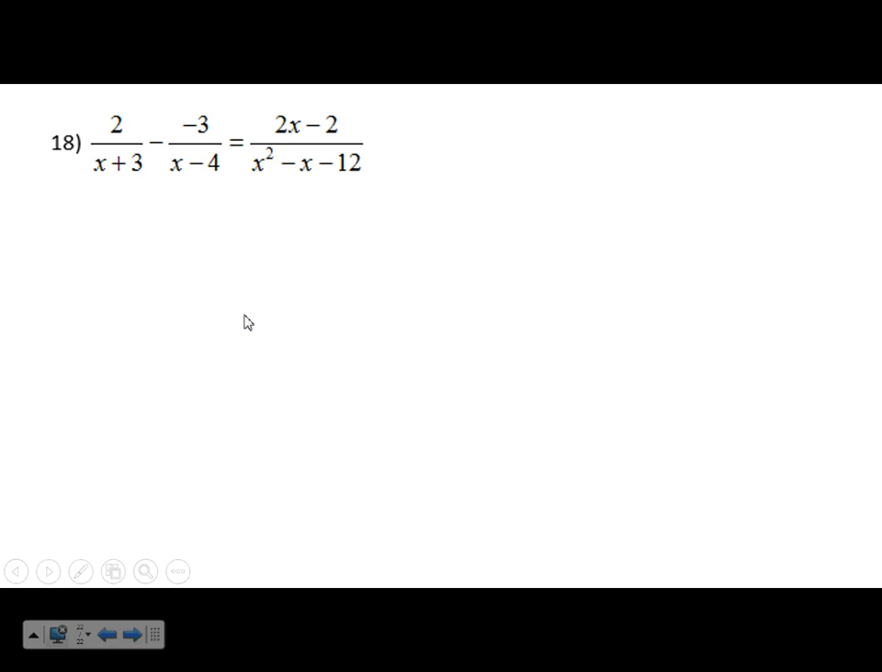And last one, number 18. For this one, again, we have another minus, so I'm going to go ahead and change that to a plus, and that's going to change this negative 3 to a positive 3. And I'm going to factor this out. Factors of negative 12 to add up to be negative 1 are 3 and 4. The 3 is positive, the 4 is negative, so x plus 3, x minus 4.